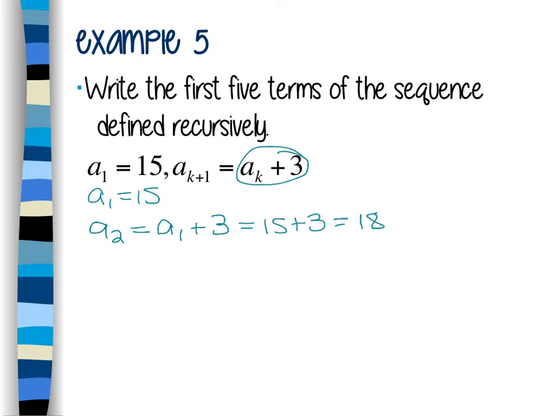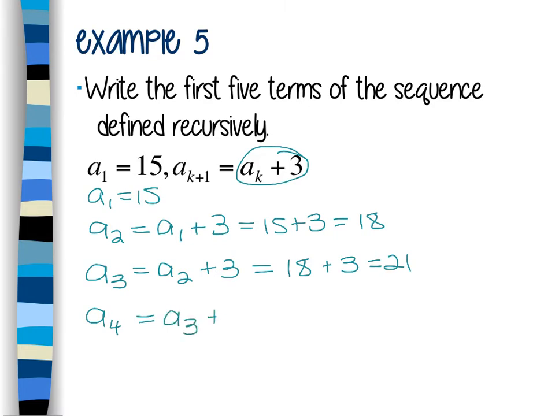So for the next one, which is a sub 3, you're going to find that by getting a sub 2 plus 3, and we know that a sub 2 is 18, so plus 3 is 21. Do it again. Okay, so a sub 4, you have to get the one before it, which is a sub 3, which we just found to be 21. So 21 plus 3 is 24, and that's a sub 4.